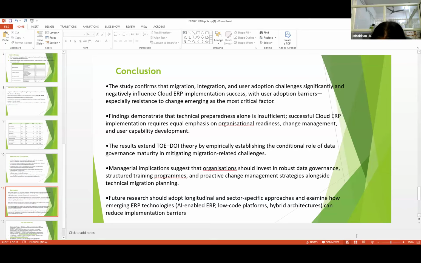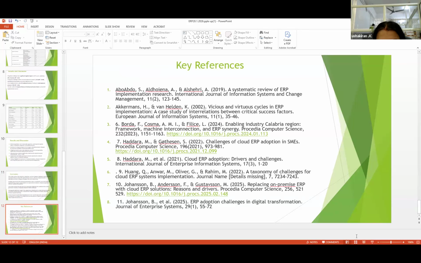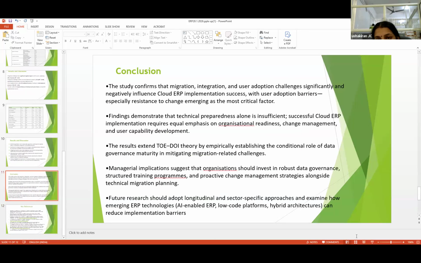As future scope, emerging technologies such as AI-enabled ERP, low code platforms, and hybrid architecture can be explored. So these are my key references, and I'm open for questions.